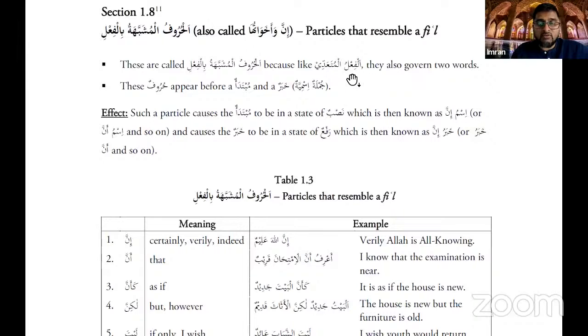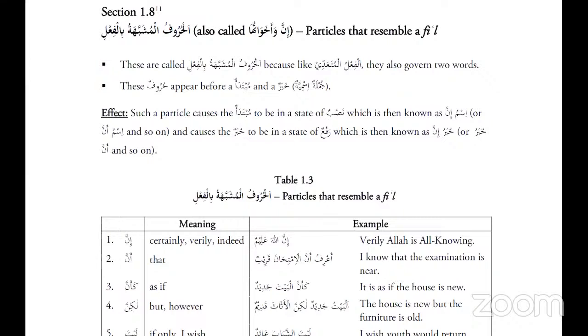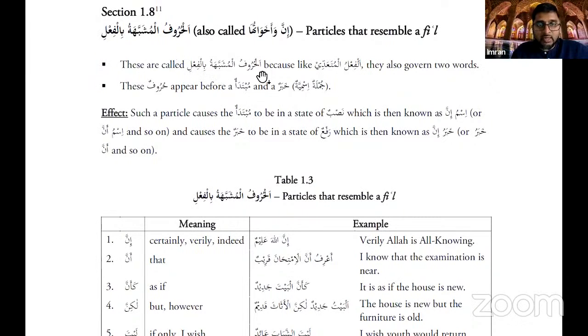Why? Because fi'l muta'addi requires a doer and an object. As you know, every doer of a verb is in the nominative case, halatul marfu, and gets a dhamma tanween, like dharaba zaydun bakran. So bakran gets a fatha tanween, correct? Yes. This is what al-huruf al-mushabbahatu lil-fi'l means: like fi'l muta'addi, they also govern two words. That's why they're called the particles which resemble the verb.